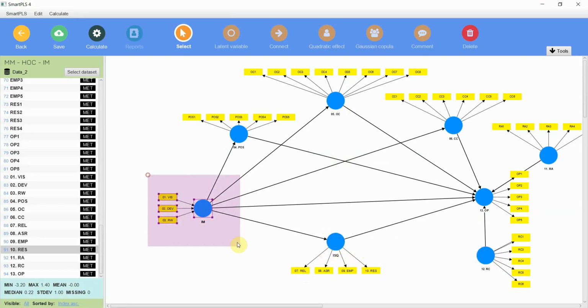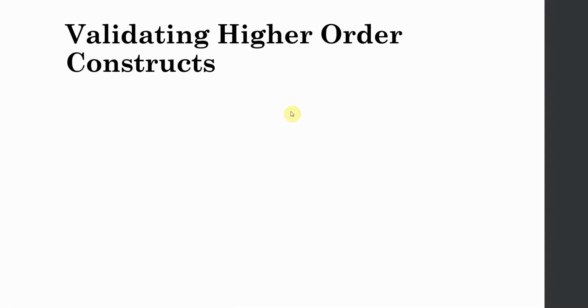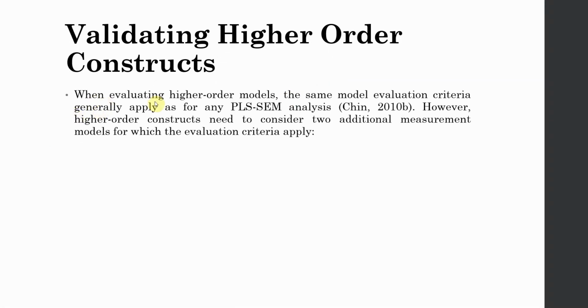Now how do we validate this scale now? This scale has already been validated in the last session, reflective. Before we go on and do it practically, let's look at the theory of it. Validating higher order constructs. When evaluating higher order models, the same model evaluation criteria generally applies for any PLS SEM analysis. However, higher order constructs need to consider two additional measurement models for which the evaluation criteria apply.